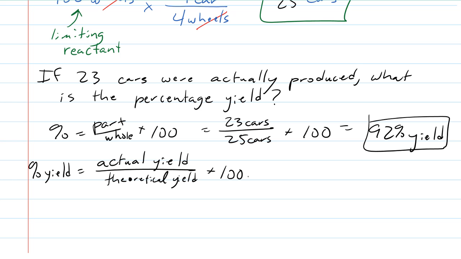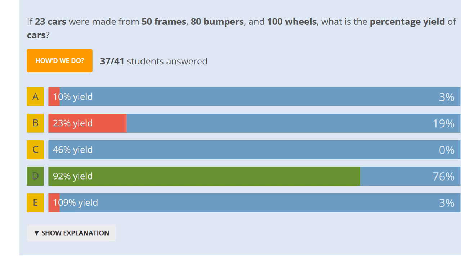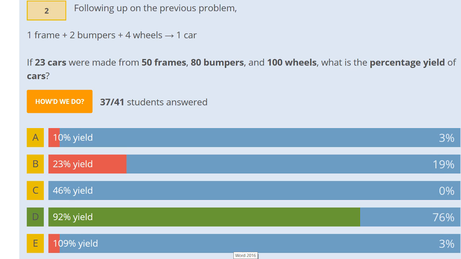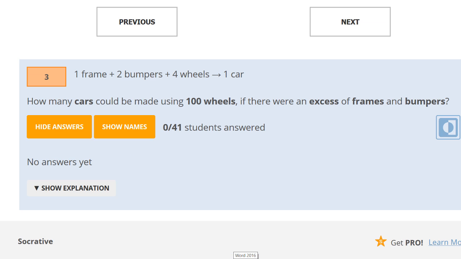So now some other wording that we need to work with. Because sometimes it's the word problems that mix people up. So let's say that we mix things up a little bit here. And this is the way that you might see the wording for this problem. Again, we're going to the same process, the same factory process. We're making one car out of one frame, 2 bumpers, and 4 wheels. We'd like to know how many cars could be made using 100 wheels if there were an excess of frames and bumpers.